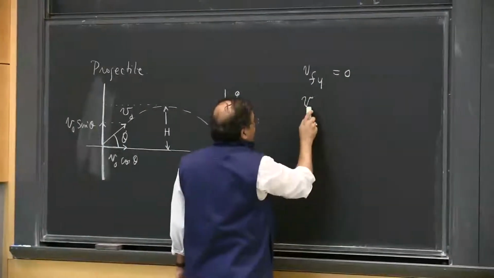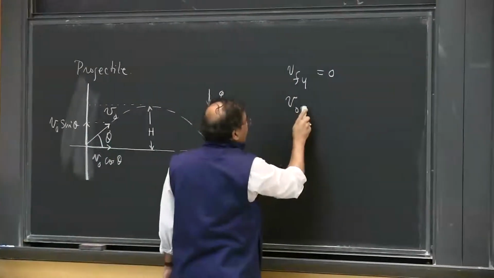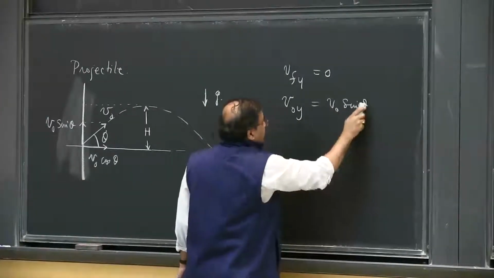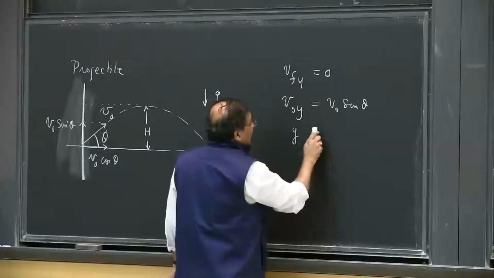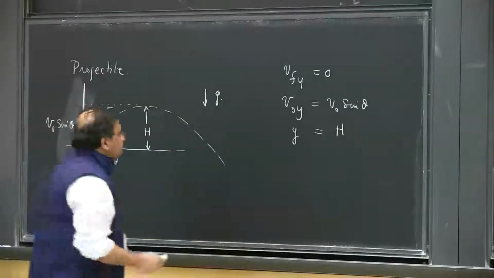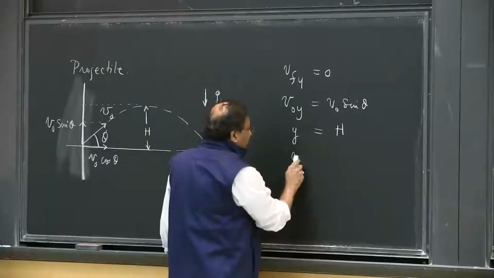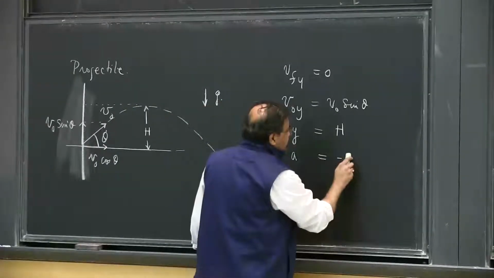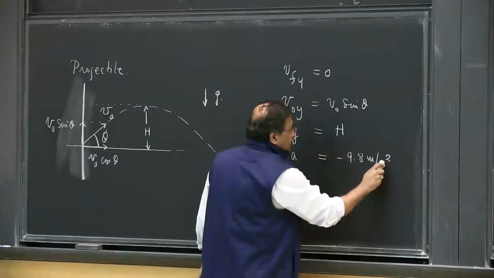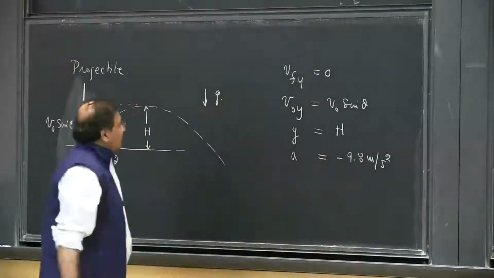The initial vertical velocity, v0y, is v0 sine of theta. The height, it rises, so that will be y. We can call it h. It can be positive because it's going up. And the acceleration is minus g, or minus 9.8 meters per second squared. So we can easily find h.